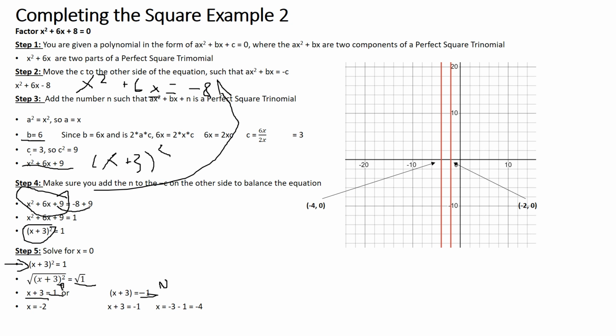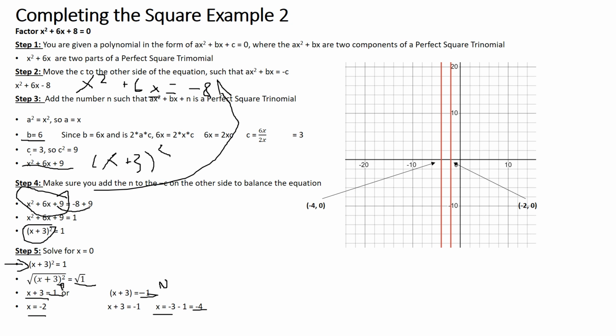So when I put this back in, if x + 3 equals 1, I subtract 3 from both sides, x equals negative 2. Or x + 3 equals negative 1, which would mean I move the 3 to both sides, negative 3, x equals negative 3 minus 1 equals negative 4. So x can have 2 answers, where it equals 0. x equals negative 2, and x equals negative 4.